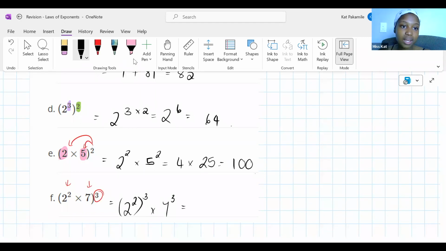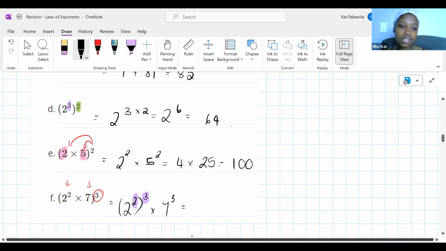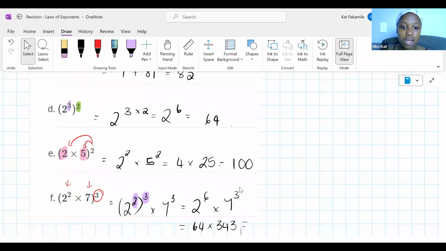Okay, and now we are back to number D because we have power to a power. So see, guys, chances are we're going to integrate all of these rules. We're not going to ask you individual rules and all of that. So then it's going to be 2 to the power of 2 times 3, which is 6, times 7 cubed, which is, thank you, Marco, 64 times 343. Tando says it's 21,952. Can anyone confirm that for me?